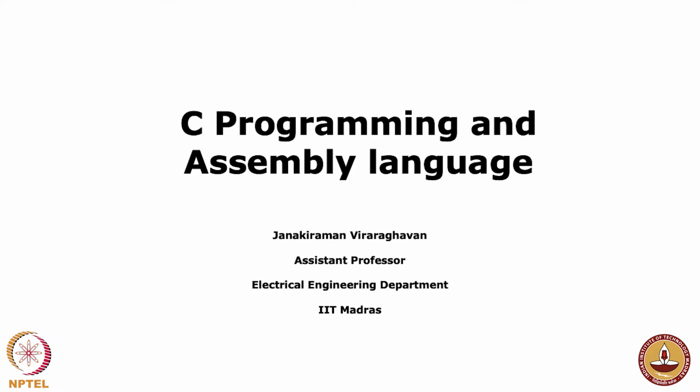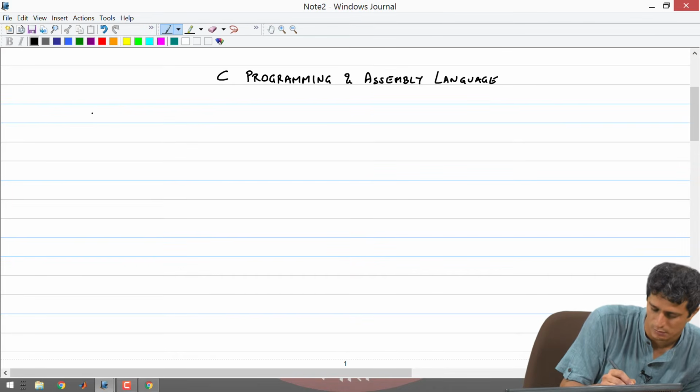Welcome back to this course on C programming and assembly language. We were in module 1. In the last lecture, we concluded by discussing a particular instruction called the SCAS byte, right?